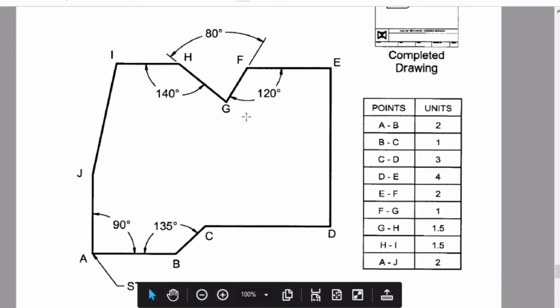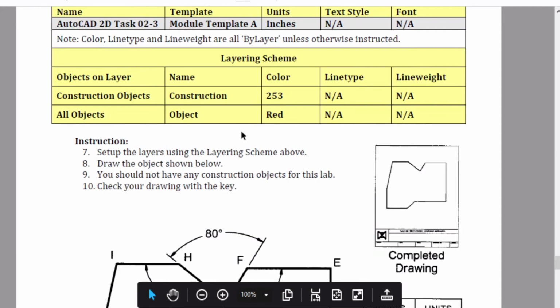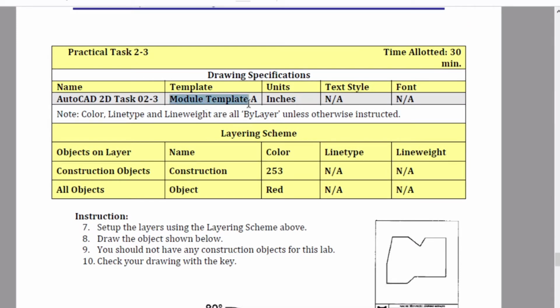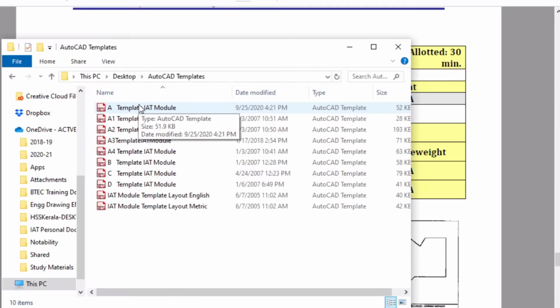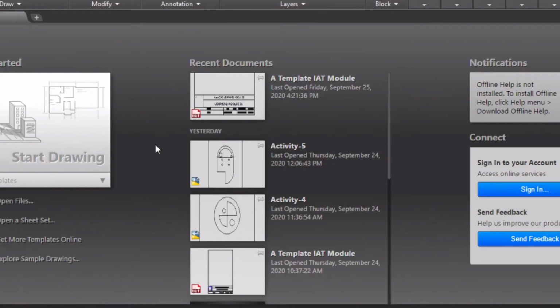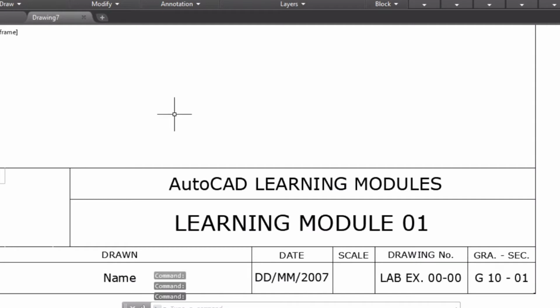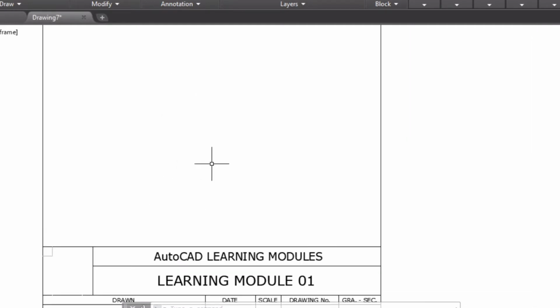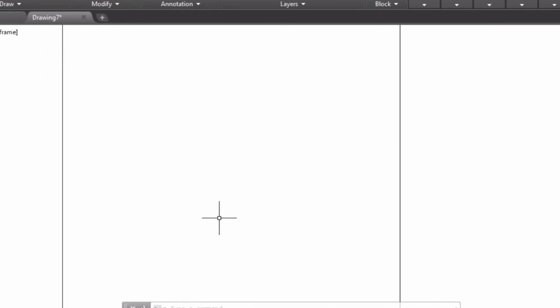So this particular sketch, we're gonna follow the inch units, and we will use the module template A. So we're gonna use template A for this one. If you don't know how to create a template, check my previous video regarding handling templates and creating one for you. Okay, so let's begin the drawing.